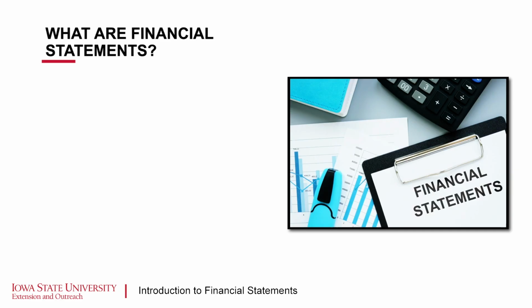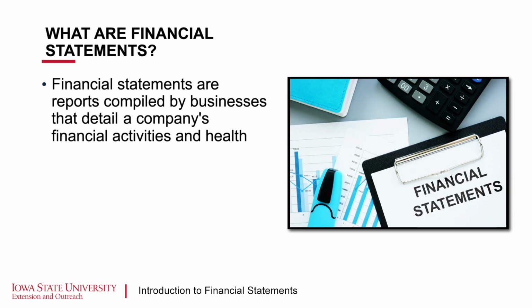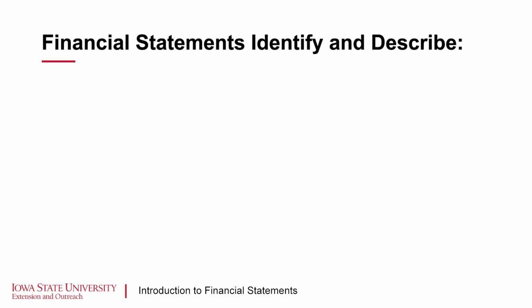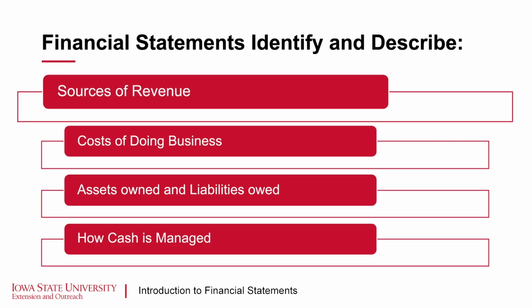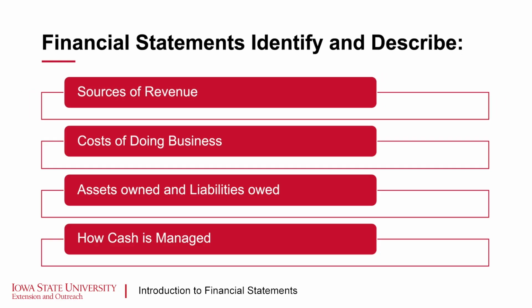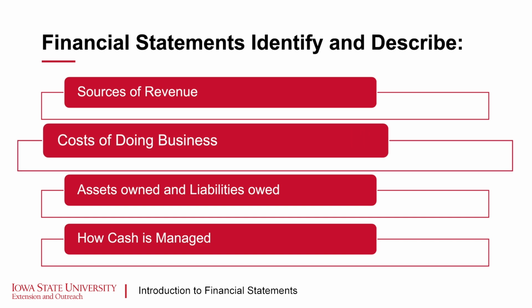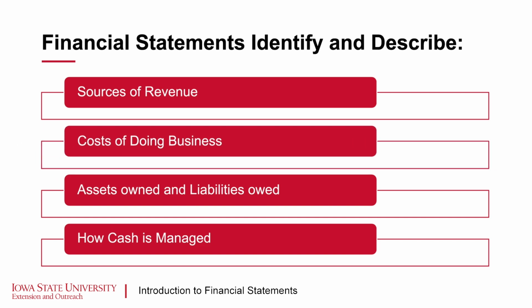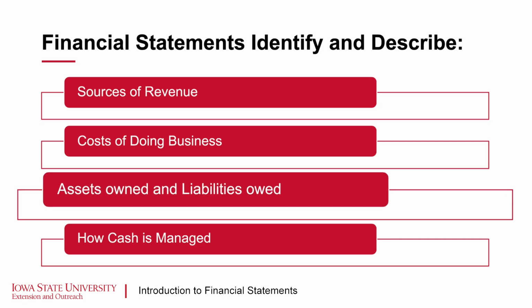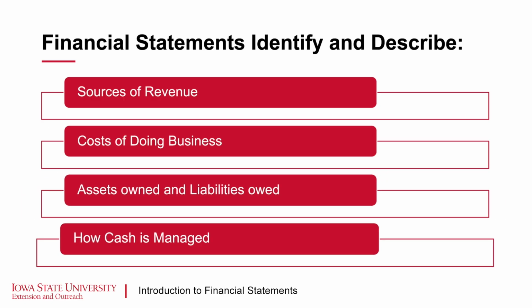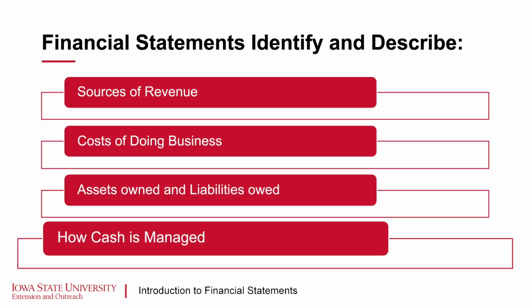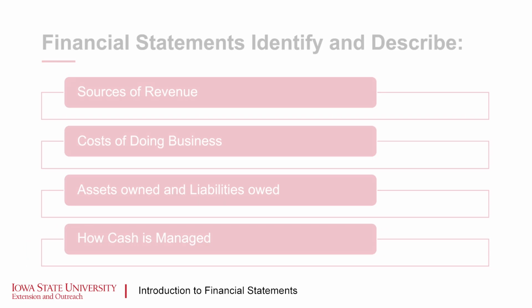What are financial statements? Financial statements are reports compiled by businesses that detail a company's financial activities and health. Financial statements provide detailed insights into various aspects of a business. They identify and describe the sources of business revenue, highlighting where the business earns its income. They outline the costs of doing business, helping to understand the expenses involved in operations. Financial statements detail the assets owned and liabilities owed by the business, offering a clear picture of its financial position. Lastly, they show how cash is managed within an organization, ensuring liquidity and financial stability.